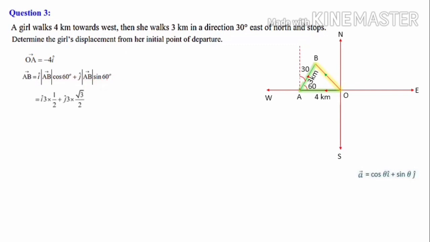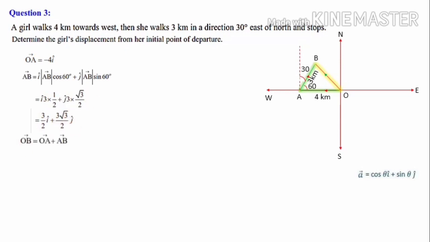Then just substitute those values, that is i cap into modulus of AB is 3, cos 60 is 1 by 2, plus j cap into again modulus of AB, that is 3 km length is there, sin 60 is root 3 by 2, that is 3 by 2 into i cap plus 3 root 3 by 2 into j cap. A little bit of calculations or rearrangement.